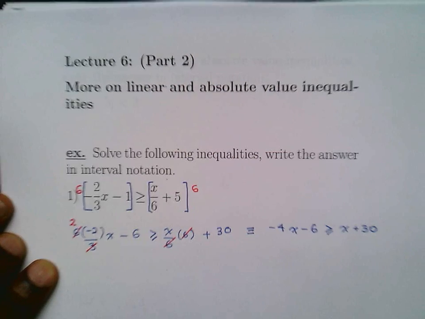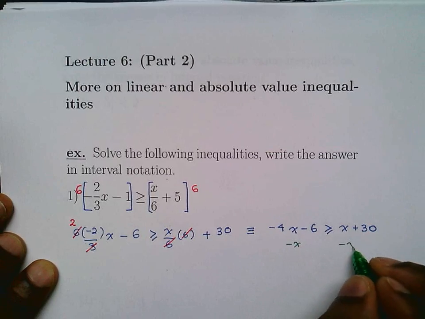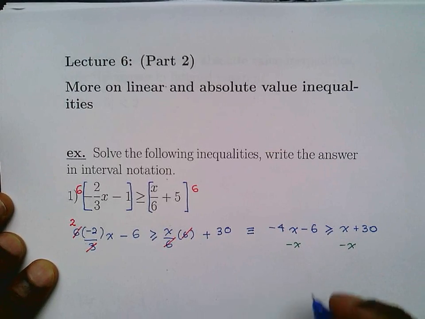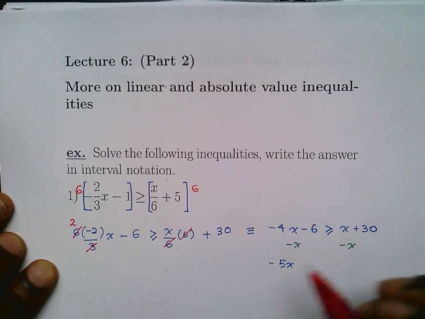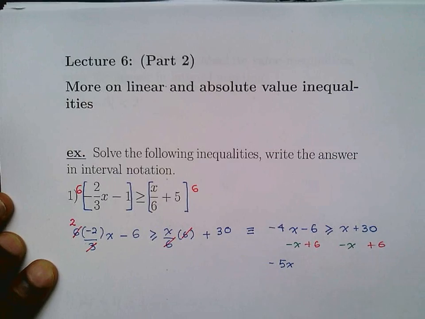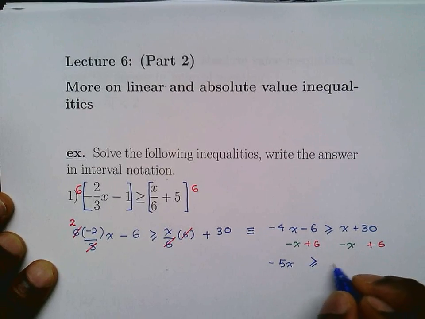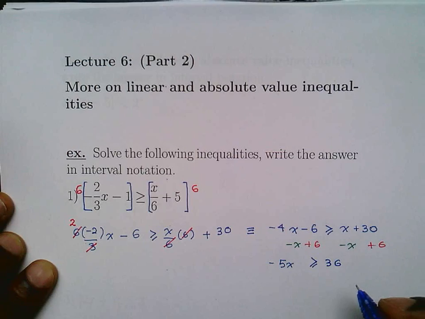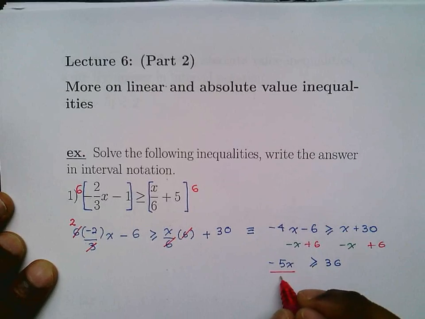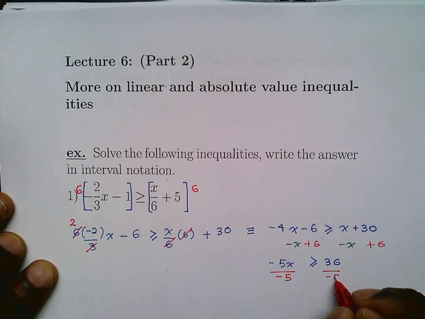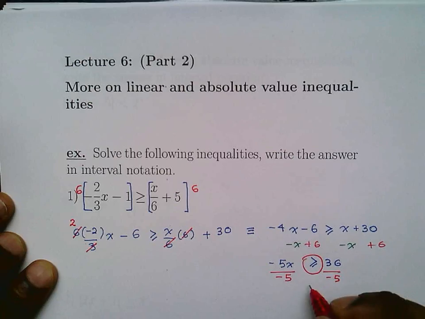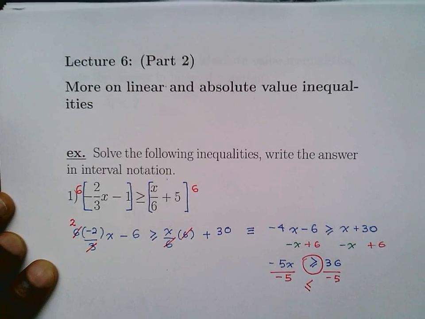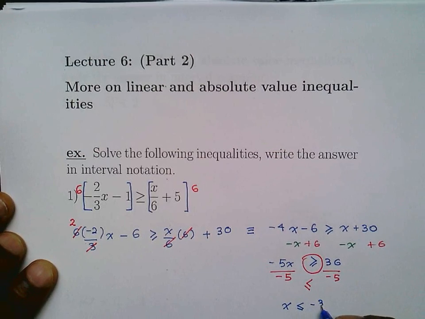I would subtract x from both sides. Again, this is not the only way to do that, so negative 5x, and I will add 6 to both sides, greater than or equal to 36, and then just divide both sides by negative 5. And remember, when you divide by a negative number, this changes to less than or equal to, so you get x is less than or equal to negative 36 over 5.